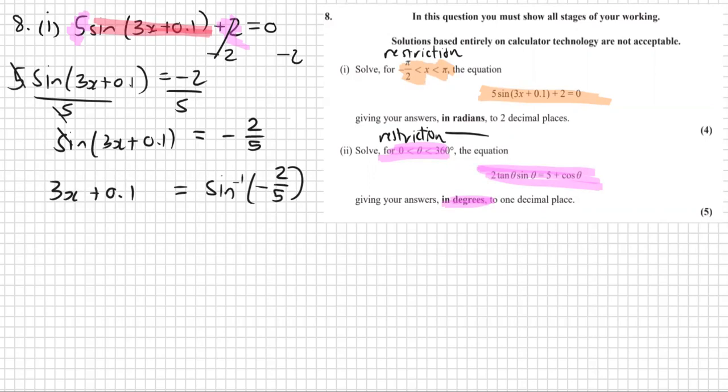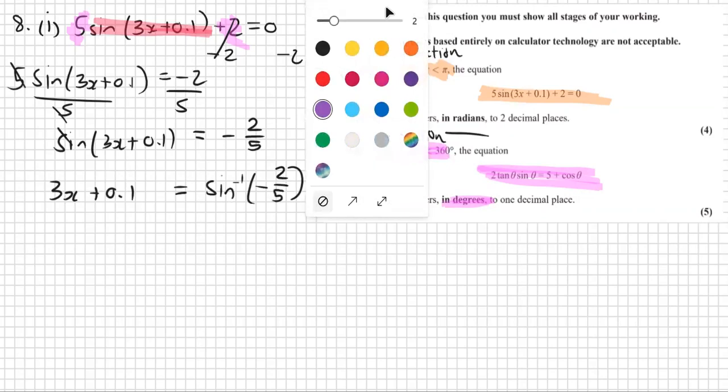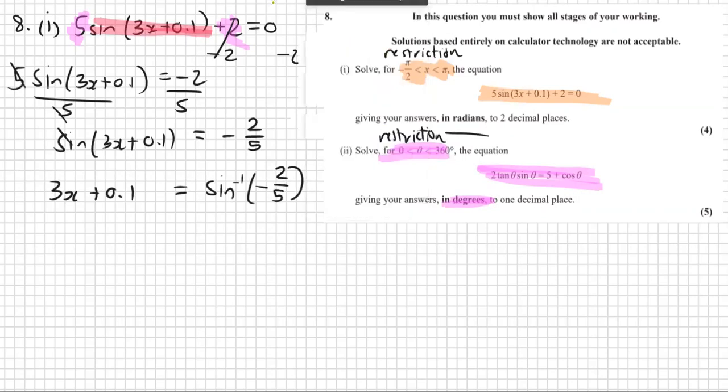Okay. Now we're going to go into my general solution method. So my general solution method, we find a reference angle, and I always find a positive reference angle. So for a positive reference angle, we would take the positive sine to the -1 of 2/5. So shift sine 2/5.